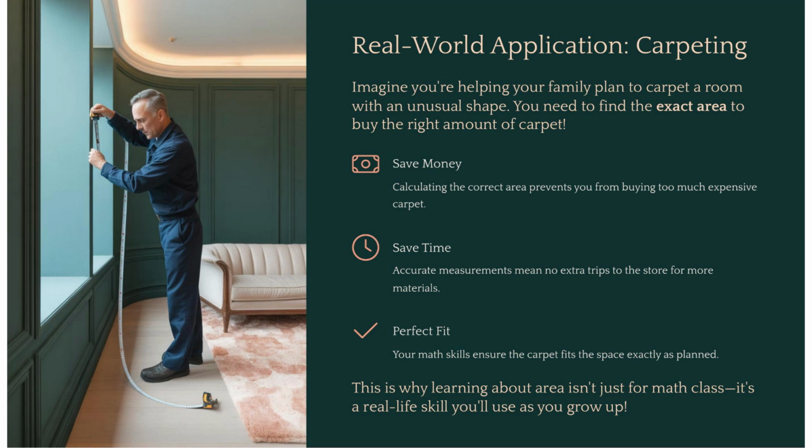Knowing how to find the area of polygons is an essential life skill. Think about real-world jobs. An architect, a landscaper, or an interior designer all use these skills daily. Say you need to buy carpet for a room that isn't a simple square. You must break that room down using decomposition to get the exact area. If you underestimate the area, you won't have enough carpet. If you overestimate, you waste a lot of money. This is why learning about area is a real-life skill which you will use when you grow up.